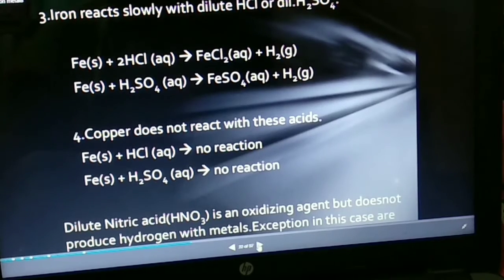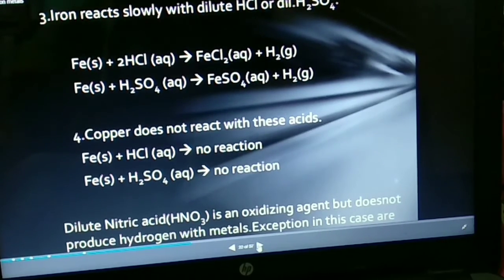Iron reacts with dilute hydrochloric acid and dilute sulfuric acid. So iron plus hydrochloric acid gives FeCl2 plus hydrogen gas. Iron plus sulfuric acid gives FeSO4 plus hydrogen gas. Copper does not react with these acids. Copper plus hydrochloric acid, there is no reaction. Copper plus sulfuric acid, no reaction, students. Dilute nitric acid is an oxidizing agent but does not produce hydrogen with metals. It is an exception in this case, there is a different process.